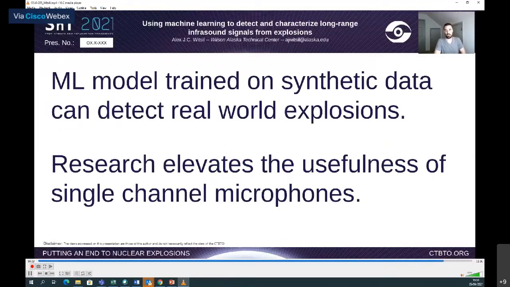And so to sum up here, the real 2 take-home messages I want everyone to put in their pocket before they leave is that we were able to train a machine learning model on entirely synthetic data, and it worked quite well in classifying the synthetic data, as well as classifying real-world data from Humming Roadrunner. And then broader than that, I really hope that this research will help elevate the usefulness of single-channel microphones, single-channel infrasound deployments, and increase the value of them as monitoring tools for nuclear and chemical detonations. And with that, I'll say thank you and take any questions.